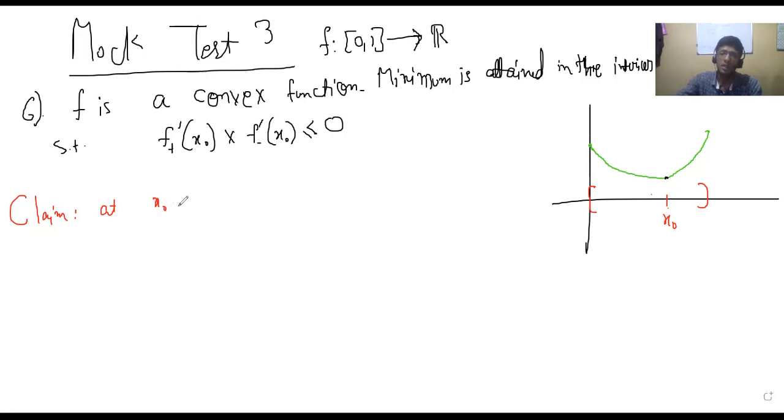A convex function will attain. So the claim is that at x naught equal to the minimum of f. I think I'm writing too much. So Adish, you had a reasoning. Say that first.